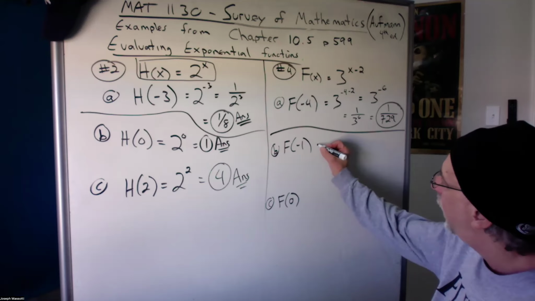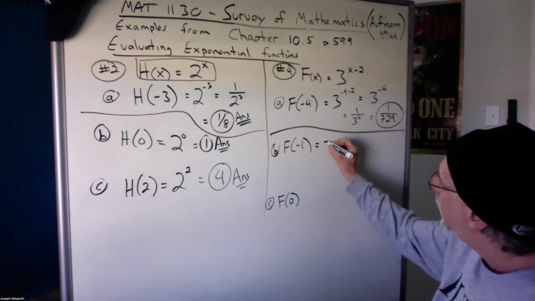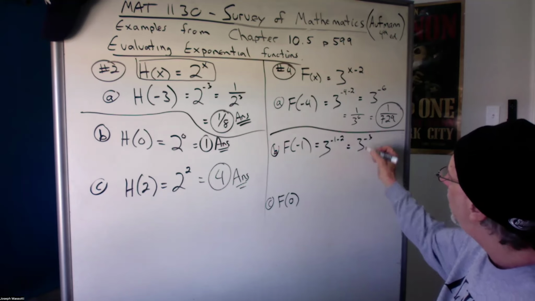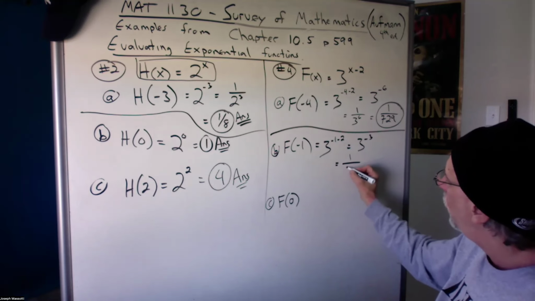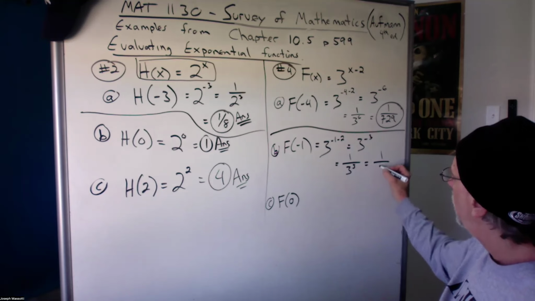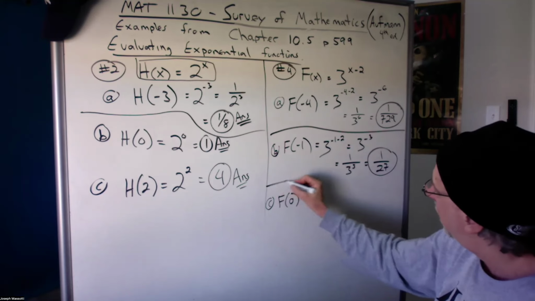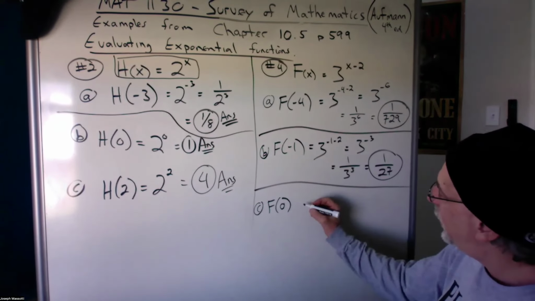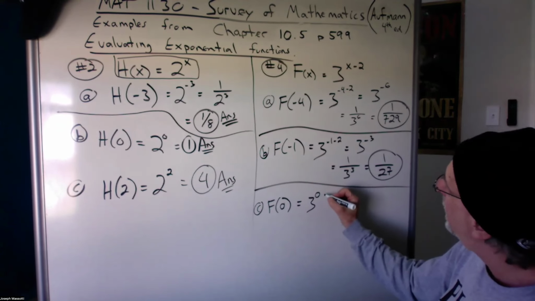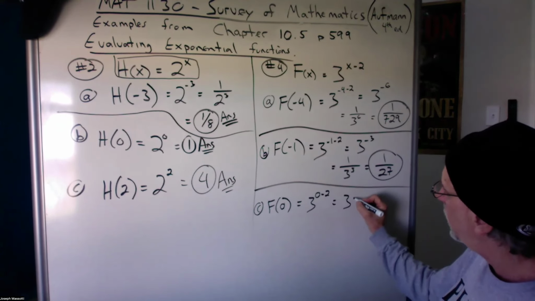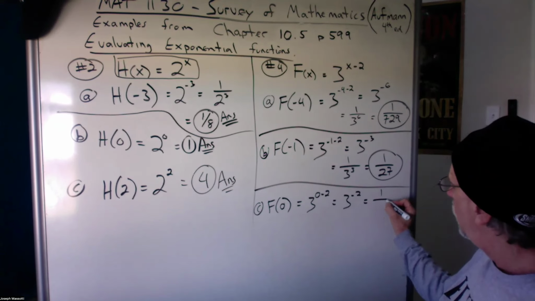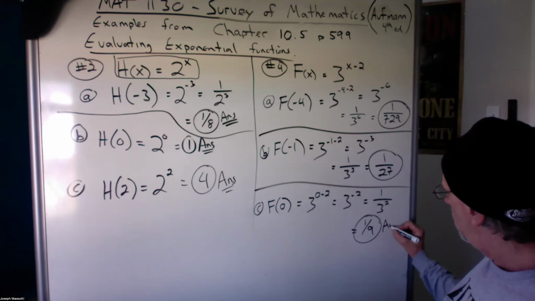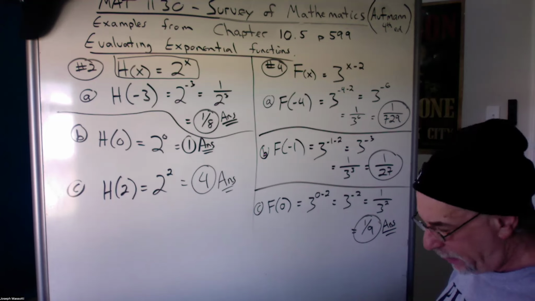That's an exact value. If we put -1 in for x, we get 3 raised to the -1 minus 2, or 3 raised to the -3rd. Again, 1 over 3 raised to the 3rd, or 1 over 27 in this case. And 0, we get 3 raised to the 0 minus 2. So that's 3 raised to the -2nd, 1 over 3 squared, or 1/9. All right, so evaluating exponential functions.